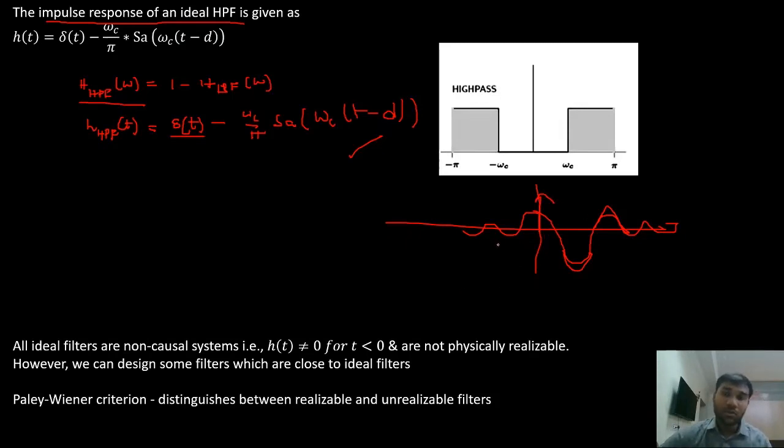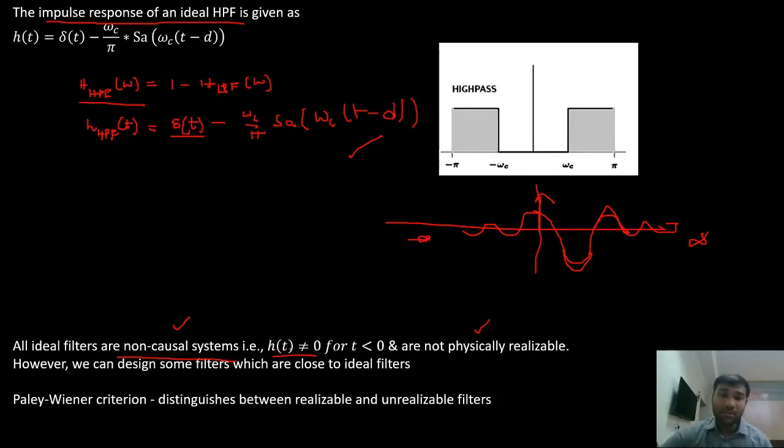So this one also is extending from minus infinity to plus infinity, right? So if you take the impulse response of any ideal filter, it will be defined for t less than 0 also. That means these systems are non-causal, and they are not physically realizable.